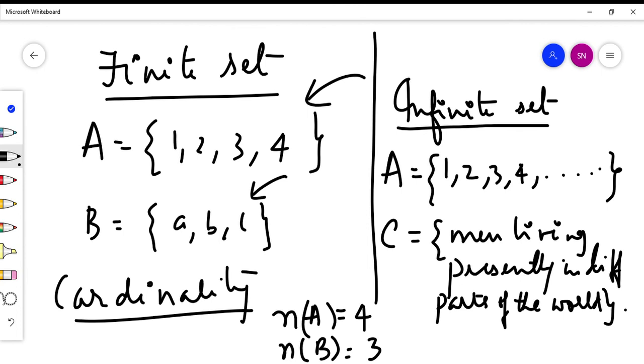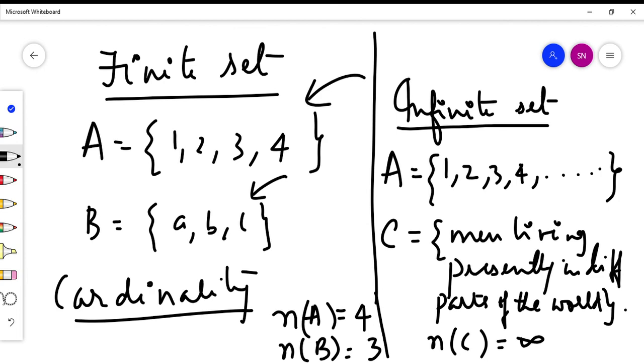And the cardinality of an infinite set will always be infinity. For example, if I have to write the cardinality of set C here, it will always be infinity because you cannot count the number of elements inside that set. So I hope three concepts are clear with regard to the finite set. Only with regard to a finite set will I have cardinality. Cardinality is denoted by small n, enclosed within two curved brackets, with whichever set you have to find the total number of elements in.